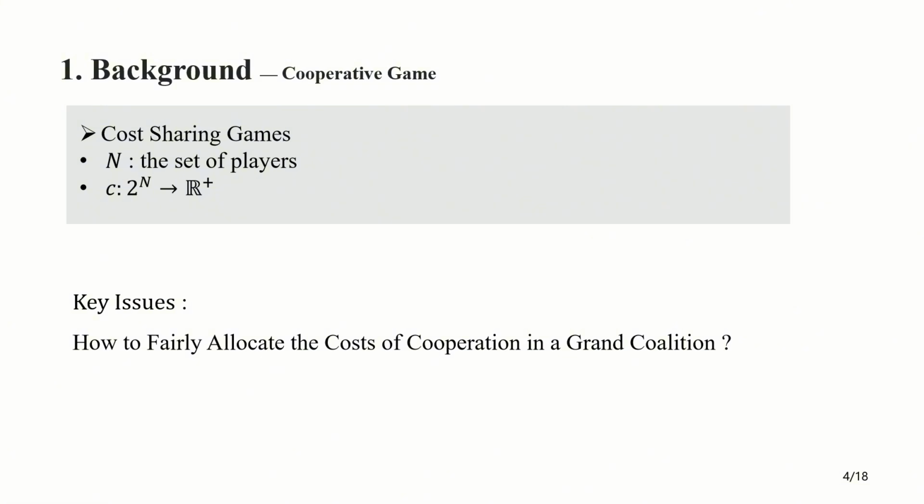The characteristic function maps any coalition of players to a non-negative real number, representing the cost generated by that coalition cooperating. Now, an important question is how to fairly allocate the total cost to ensure the stability of the grand coalition. This means that no smaller coalition will break away from the grand coalition to cooperate on their own.